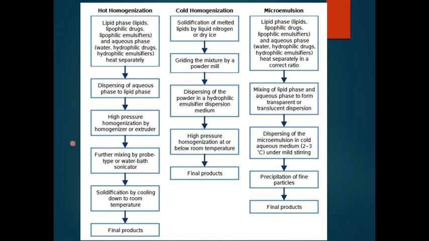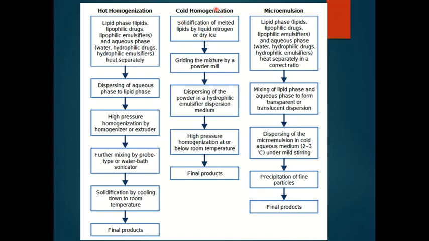and then subject it to high pressure homogenization, which will give you a macroemulsion. Then sonicate it to convert it into a nanoemulsion. If you evaporate the solvents, this precipitates into nanoparticles. This is hot homogenization. So what is cold homogenization?